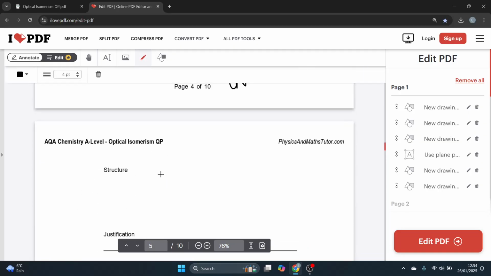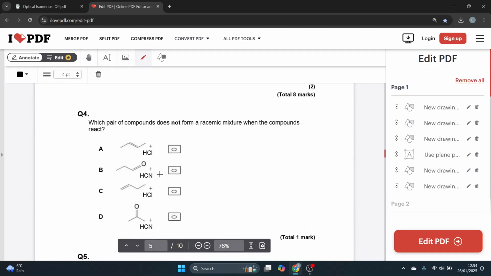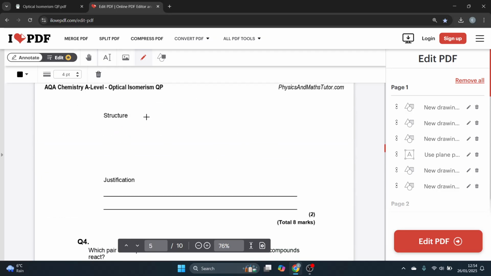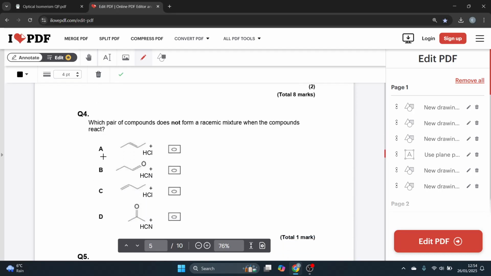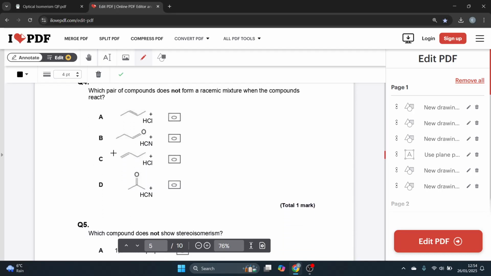Okay. Question 4: which pair of compounds does not form a racemic mixture when the compounds react? Now, I already know racemic mixture compounds react. It's going to be with either KCN, react with KCN, or HCN.